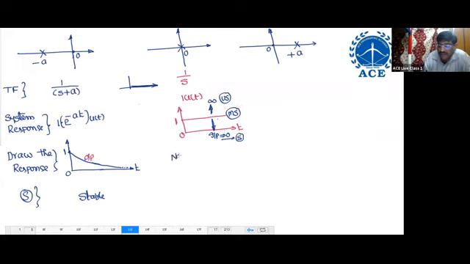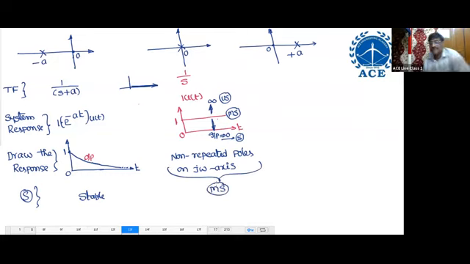So non-repeated poles on the imaginary axis, marginally stable. Non-repeated poles on the j omega axis, the system is marginally stable.